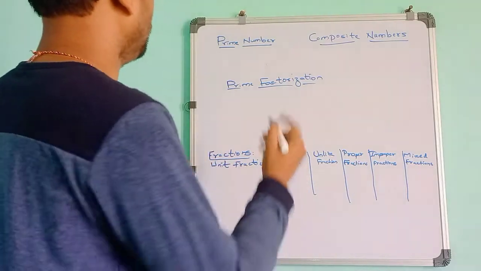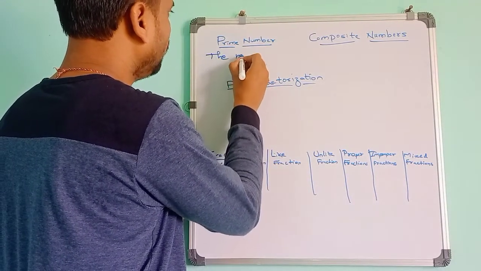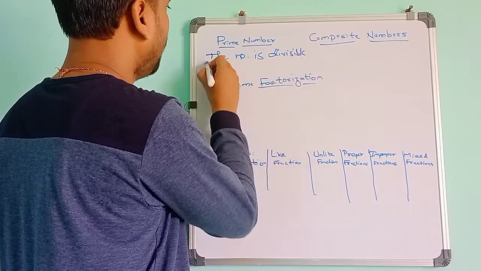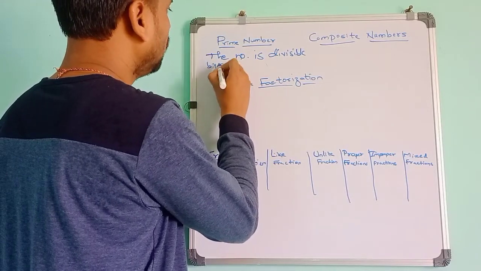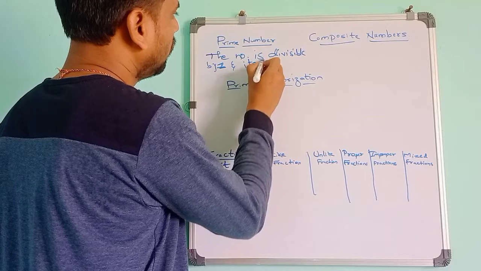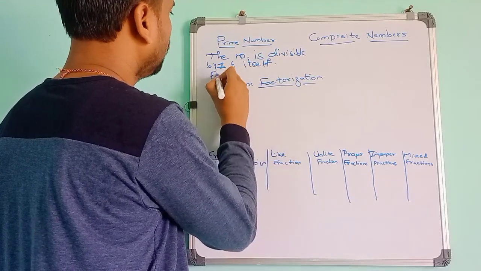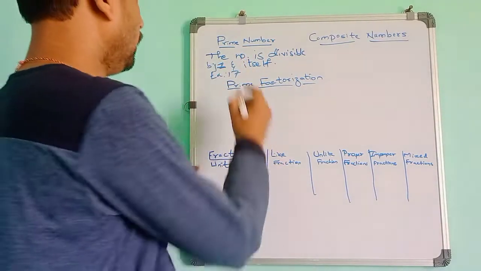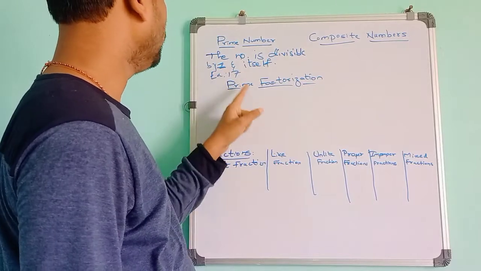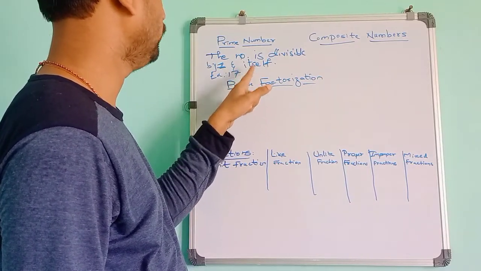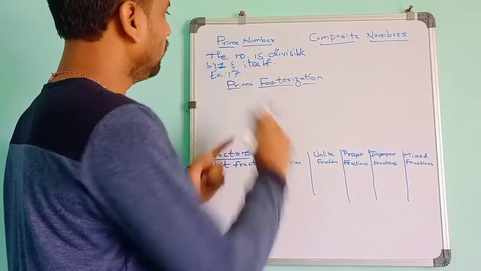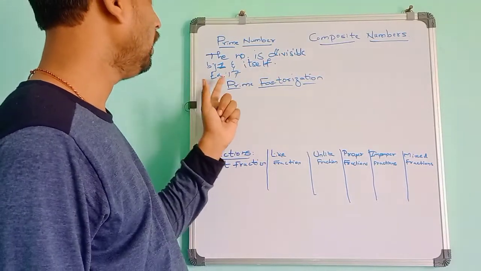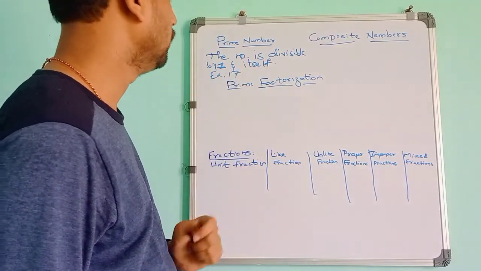First, see the prime number. The number which is divisible by 1 and itself. Example, you take 17. So the factors of 17 are 17 and 1. 17 into 1 is 17. So 1 and 17 are the factors of 17. So a prime number is one which is divisible by 1 and the number itself.